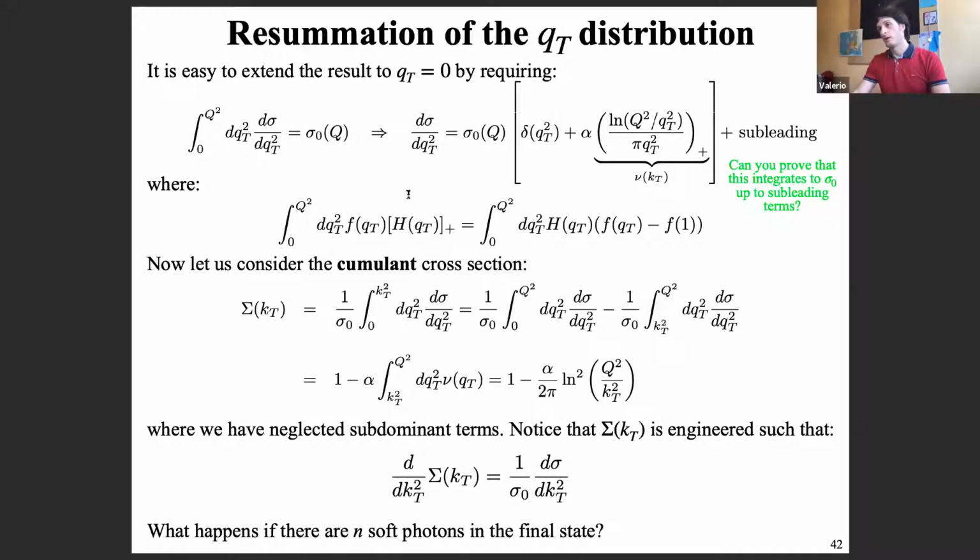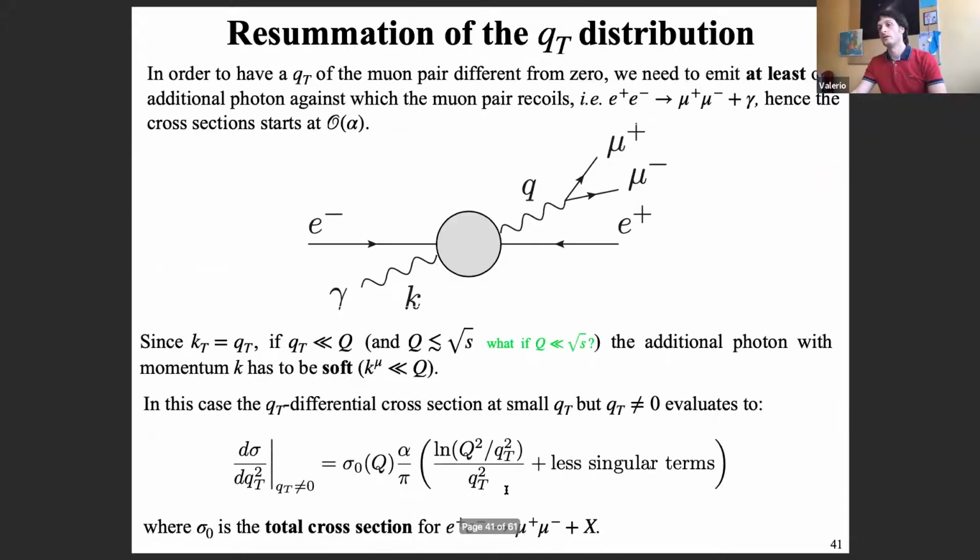This guy gives one by virtue of this equality here. So sigma zero cancels. And so at the end of the day, you get one, which comes from here, times the integral of this thing here. We can forget about the delta function and the plus prescription, because the lower limit of the integral is not zero. So what you need to do is the integral of this guy.